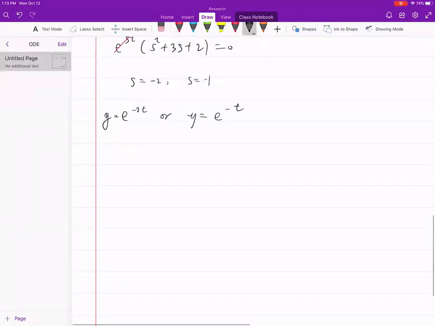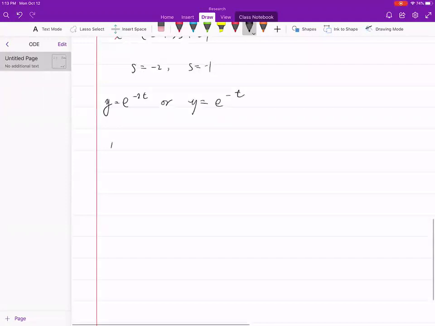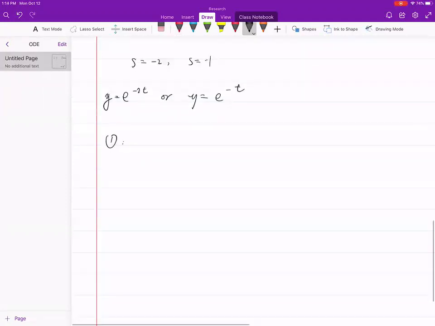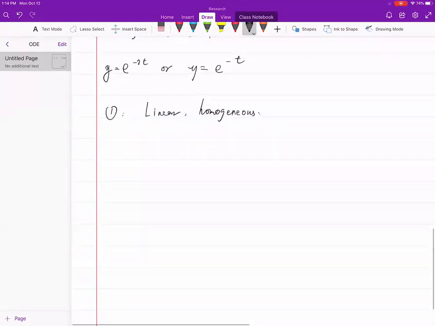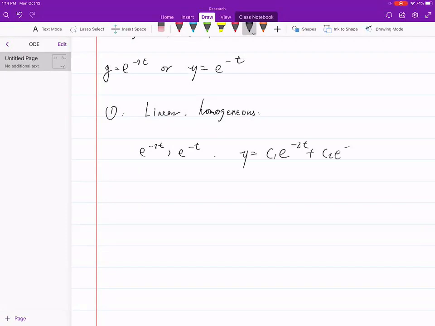Now we want to do some detailed discussion here. The first question is: we have two solutions. Do you have a third one? A fourth one? Do you still have more? The answer is the following. Number one, because the system is linear. Number two, because it's homogeneous. Then if this is a solution and this is a solution, everything that looks like a linear combination of these two is also a solution.